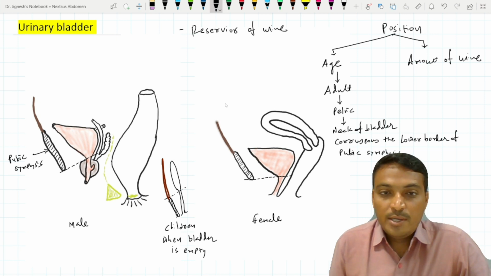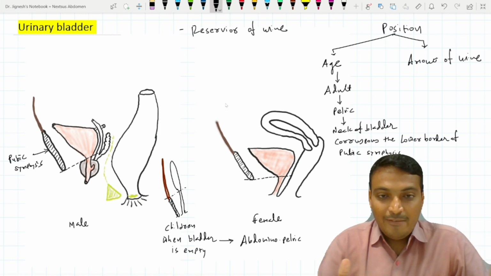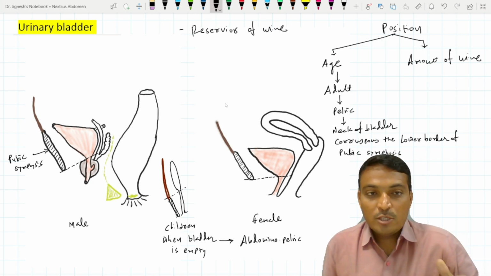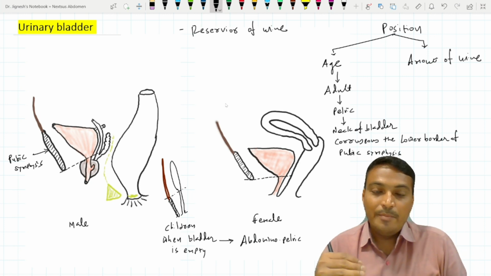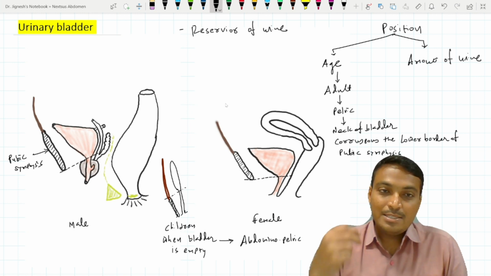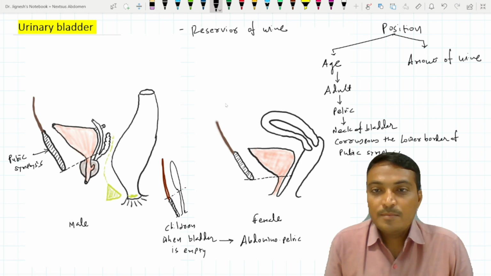So in case of the children, it is abdominopelvic in nature, as the children have a pelvic cavity which is very small, and that is the reason why the bladder is abdominopelvic in nature. In case of the adult, when the bladder gets distended, it may become ovoid and it may reach up to the abdominal cavity. So at the time of the distension of the bladder, it is abdominopelvic in case of the adult.